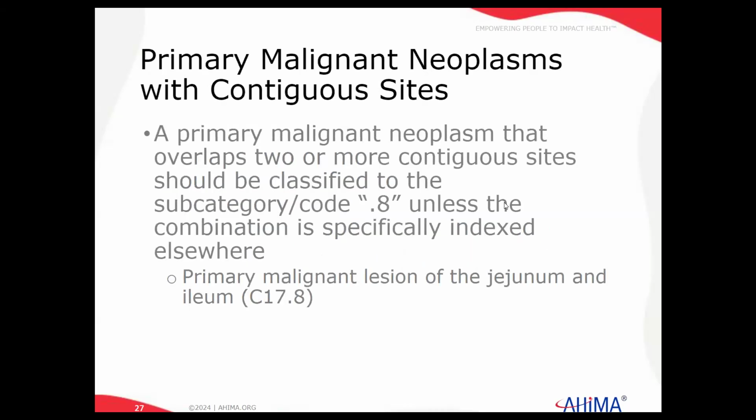There's a specific guideline that talks about two or more contiguous sites, and I'll let you read that. But in some cases, one of the more obvious ones that we see is sometimes we'll have a malignant primary of the jejunum and the ileum, or the ileum and the cecum, right? So we have point 8 to kind of talk about that overlap.